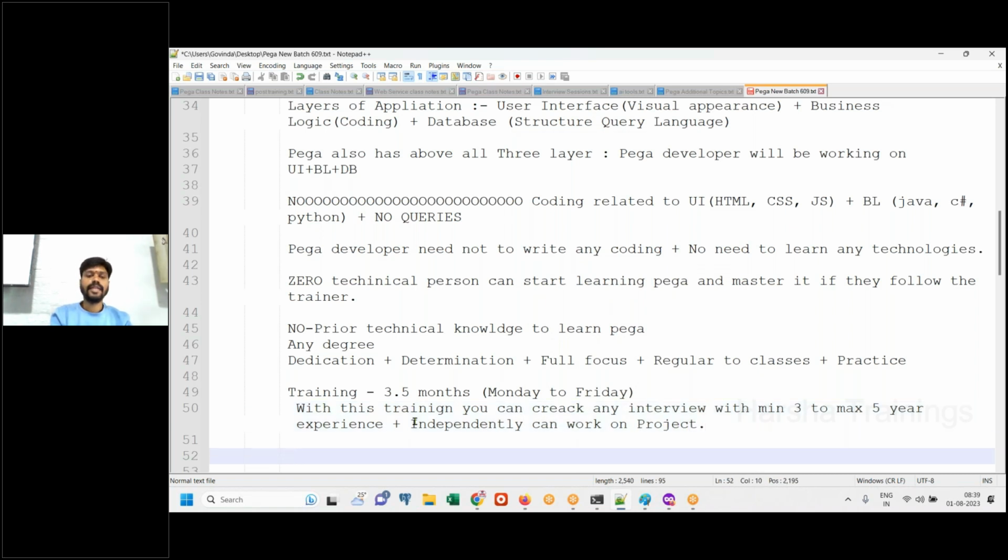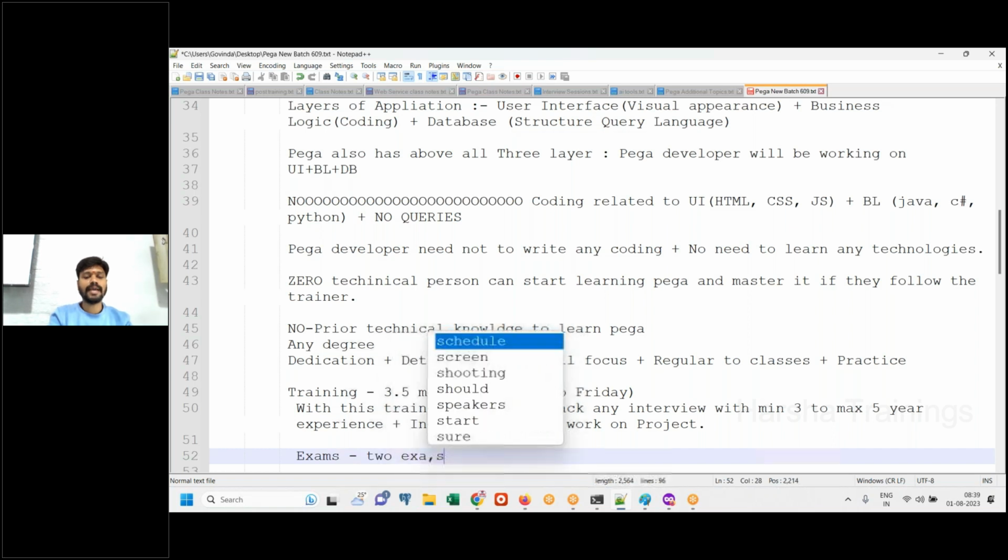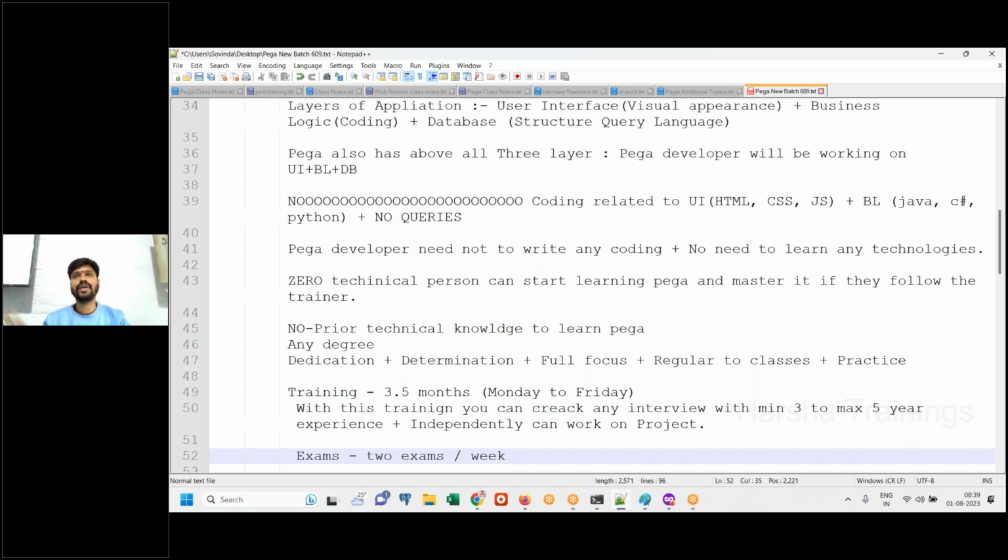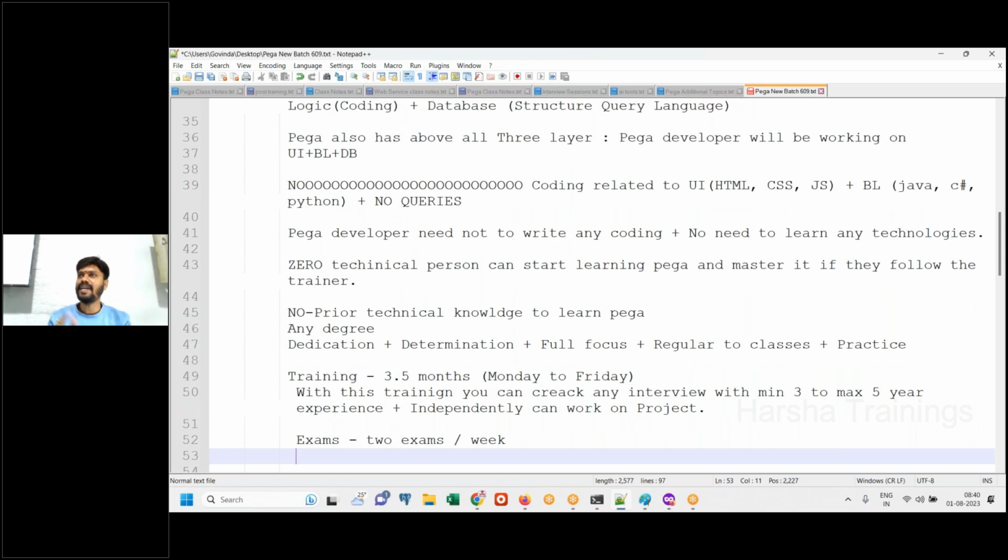Then what will be there in this 3.5 months? Exams: 2 exams per week you will be writing. You are getting 9 marks, you are getting 2 marks or 3 marks, I'm not much concerned about it. The exam's intention is different. I'll tell you later. But you prepare and take the exams.